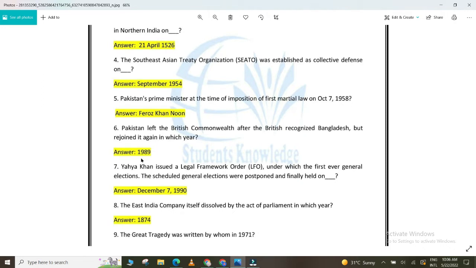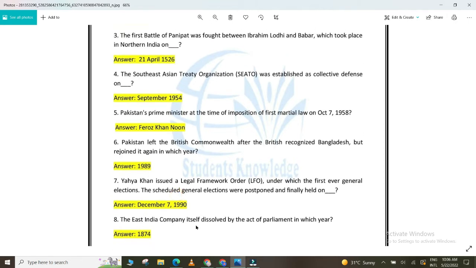In 1989. Yahya Khan issued a Legal Framework Order under which the first ever general elections, the scheduled general elections, were postponed and finally held on 7th December 1970. The East India Company itself was dissolved by an Act of Parliament in which year? 1874.